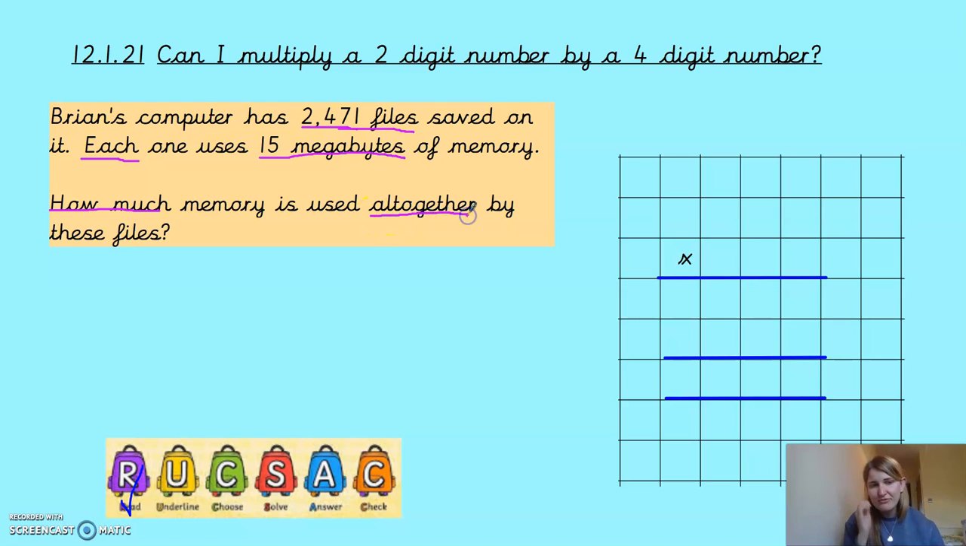So remember, altogether is going to give us a clue there that there's going to need to be some adding or multiplying when we have things all together. Okay. Now I know I've got either 15 lots of 2,471 or the other way round. So I'm going to lay this out exactly. I'm going to choose to do a multiplication, which will also involve some adding here. So I'm going to put a little add there to remind me.